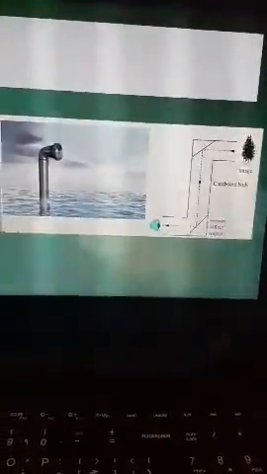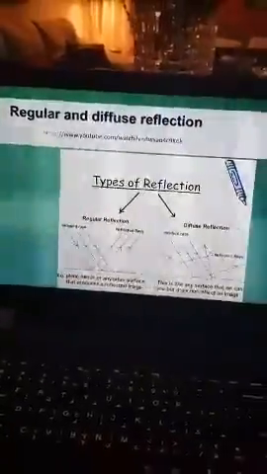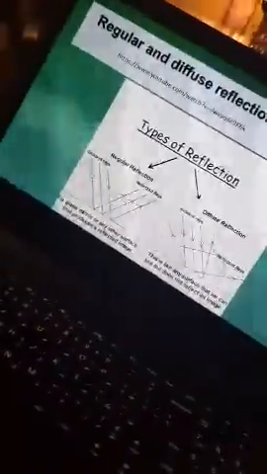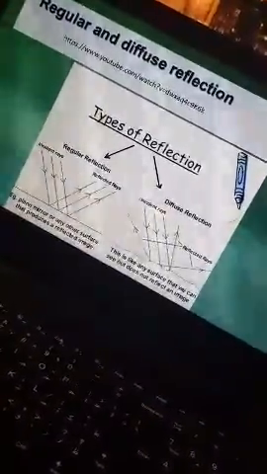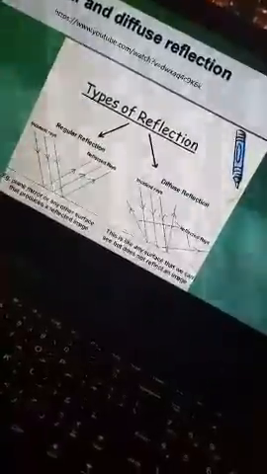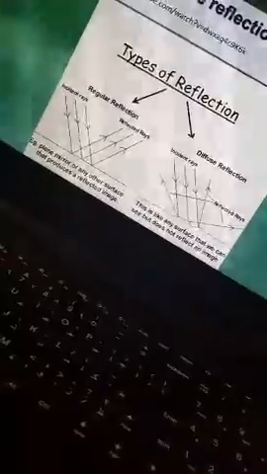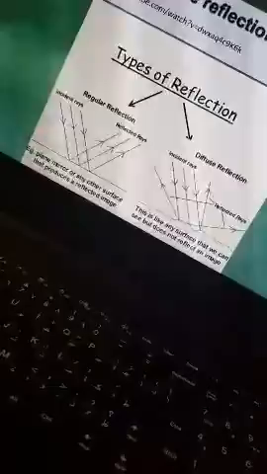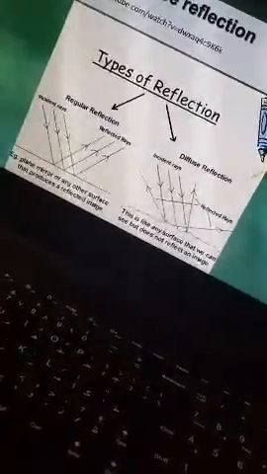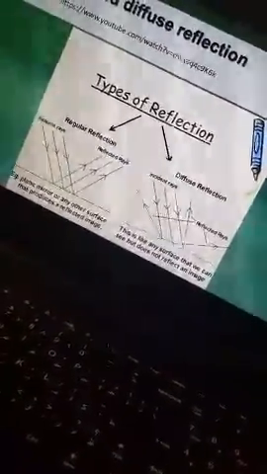Is it clear? Good. The last thing now in our lesson is regular and diffuse reflection. We have two types of reflection. They depend on the type of surface. We said at the beginning of the lesson that mirrors reflect light and we can see the images better than other objects. Now all objects reflect light, but some objects form a good or clear image. Other objects, no, we can't see them.